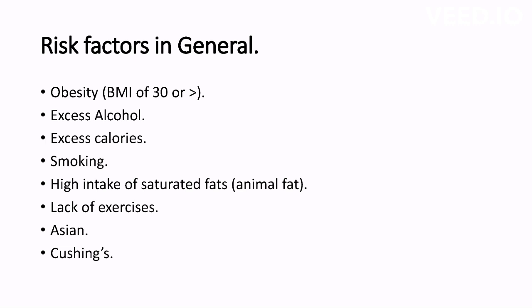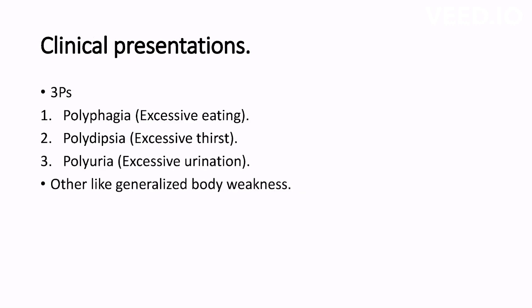The risk factors in general include obesity, which means BMI of 30 or above, excess alcohol, excess calories such as carbohydrates, smoking, high intake of saturated fats such as animal fats, lack of exercise, being Asian, and Cushing disease. The clinical features include the 3 Ps: polyphagia, which means excessive eating, polydipsia, excessive thirst, and polyuria, which means excessive urination, and the other symptom, generalized body weakness.